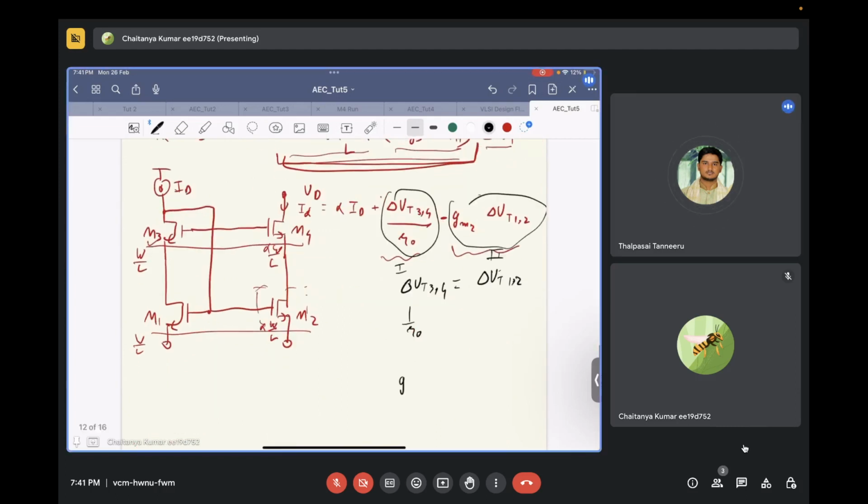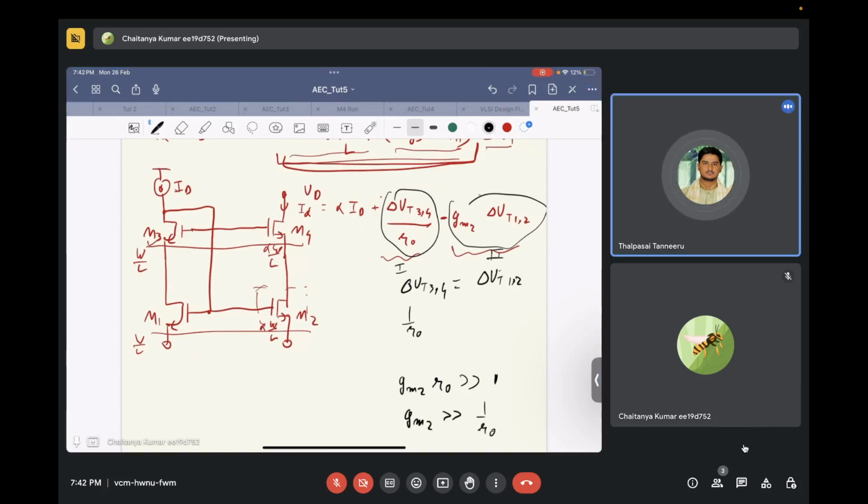Because GM2 into R naught, is it like a high number or a low number? Typically for a transistor, what kind of number is GM2 into R naught? Gain. Yeah, it is nothing but gain. This is much higher than 1. That means GM2 is much higher than 1 by R naught, correct?